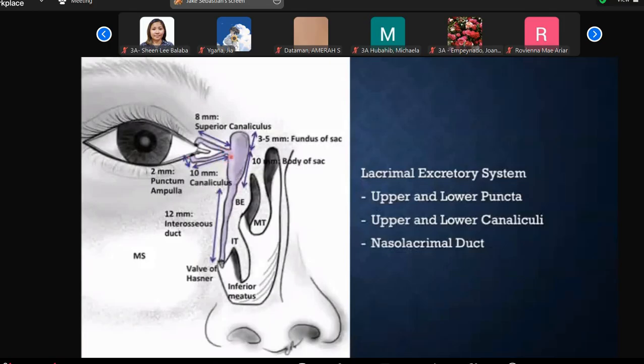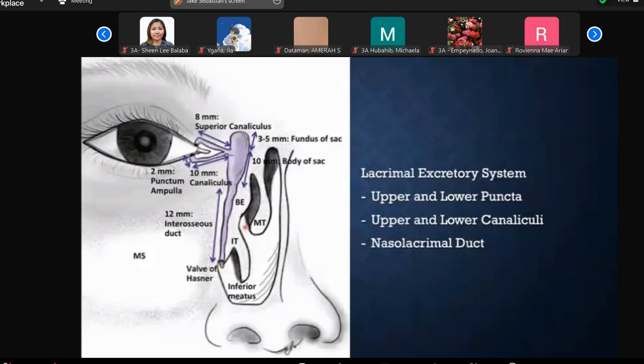This is the common canaliculus. It enters at one point into the sac, but only seen in 10% of the population. This is the fundus of the sac. This one's the sac itself, nestled in the fossa for the lacrimal sac. This is the sac duct junction. And this is the nasolacrimal duct. The interosseous component is right over here. It empties into the inferior meatus.